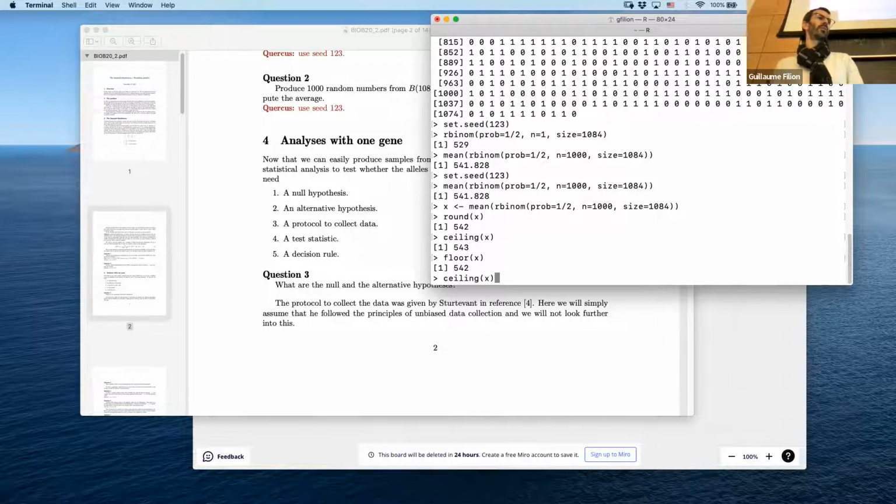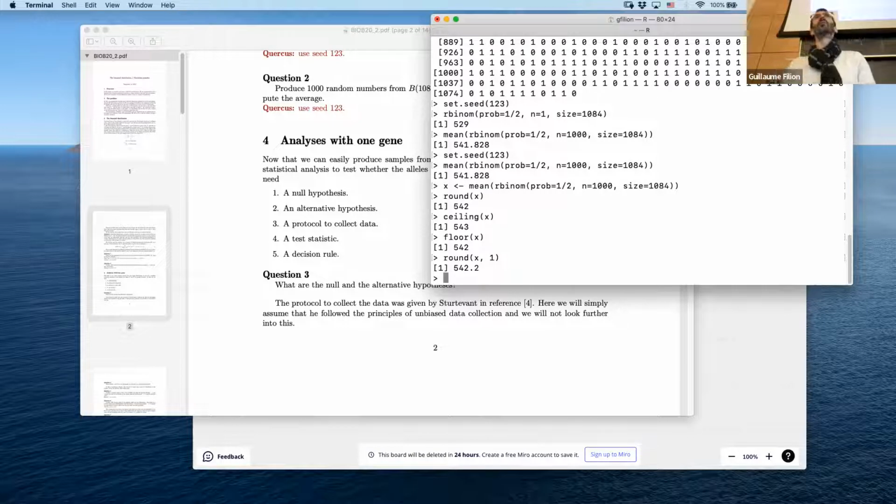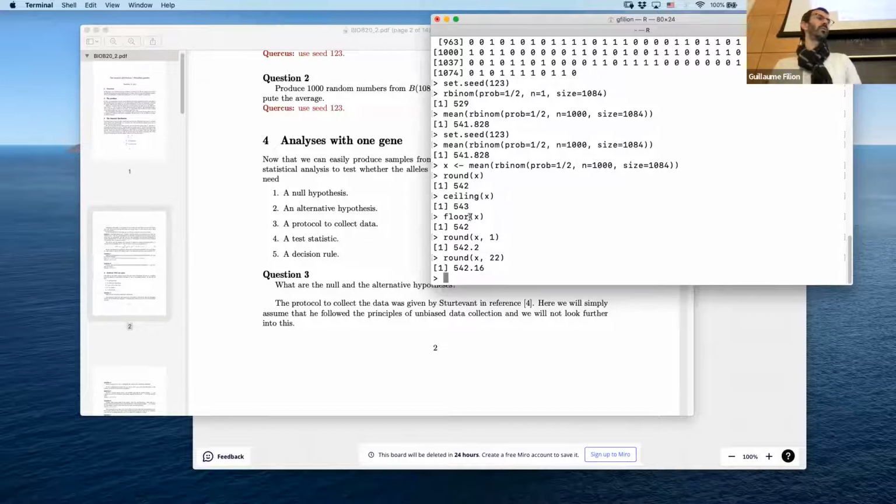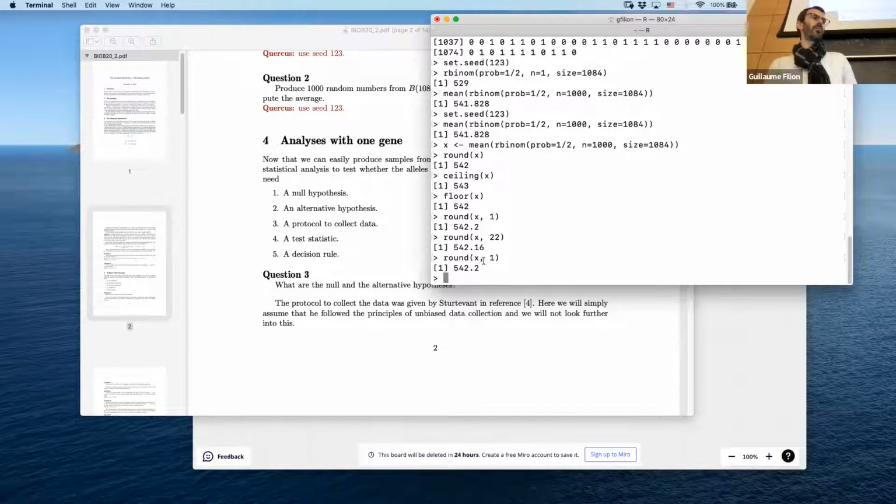You can also say that if you want to round with one digit after the point, then you can specify it this way. If you want, I don't know, 22 digits here, it doesn't add them. But if you say I want 1 or 2, well, 1 was a good example, then it just keeps one of them like that.